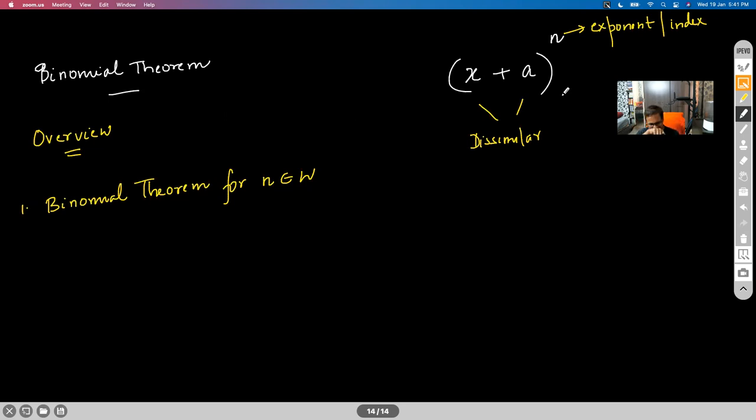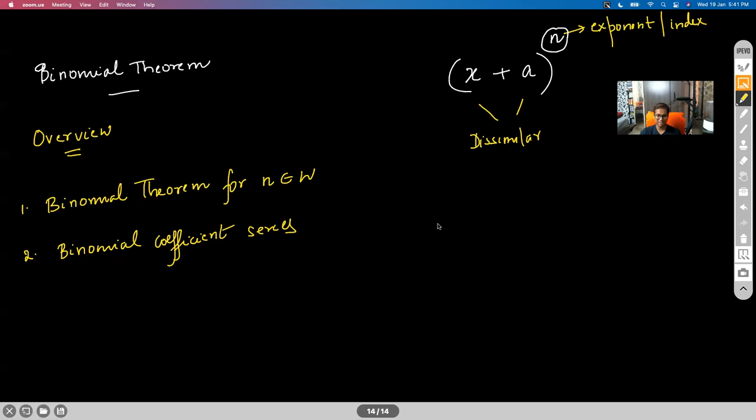Okay. Anyways, so our first part of the chapter, maybe we will not be able to complete the first part only in today's session. Okay. So this is going to be almost your 50% of the topic. So binomial theorem, where your index is a whole number. This is what we are going to discuss in the first part of the topic. In the second part of the topic, we are going to talk about binomial coefficient series. Okay. This is what we are going to discuss.